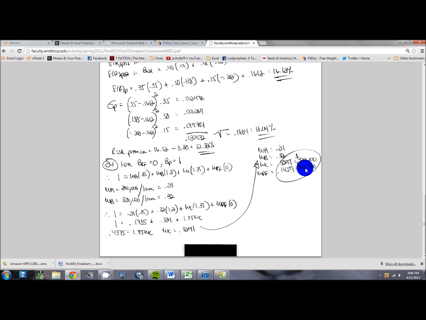From there you can quickly get the dollar number for each one, because you know you have a $1 million portfolio. So 32.41% of $1 million is $324,100. And then for the risk-free asset you have $145,900. And so this is how you solve number 24 from chapter 13.